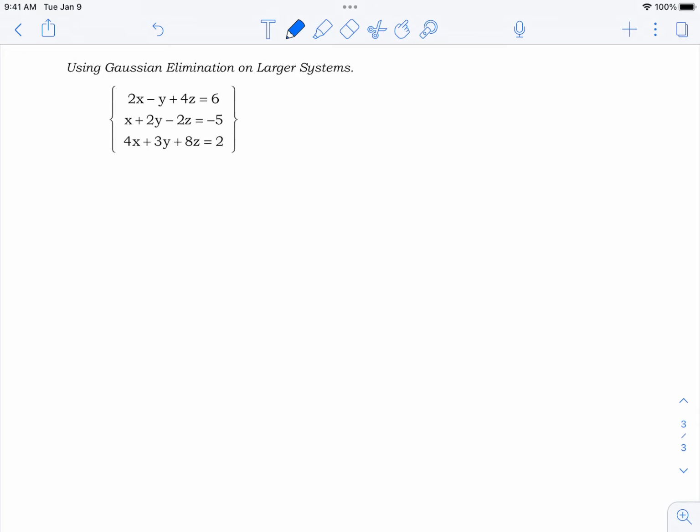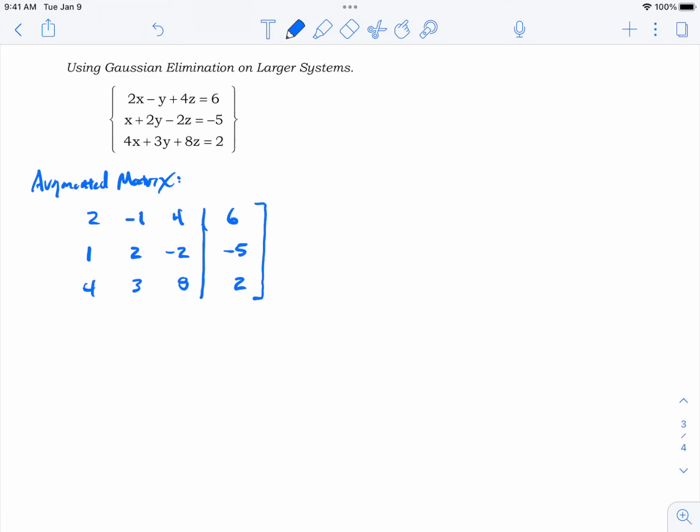So, a 3x3 system, huh? Okay. First, we'll make the augmented matrix. Just take these numbers out, basically. So we got a 2x, a negative 1y, a 4z equals a 6. I'll be putting a line here in a little bit. We got a 1x, a 2y, a minus 2z equals a negative 5. We have a 4x, a 3y, an 8z equals a 2. So I like to put this line down. I like to put all my numbers there first, and then my bracket will be the right size. So there's our augmented matrix.